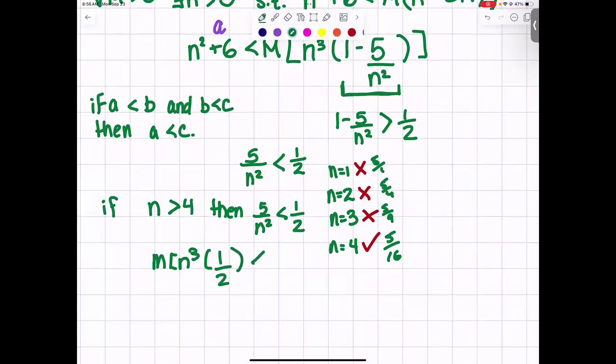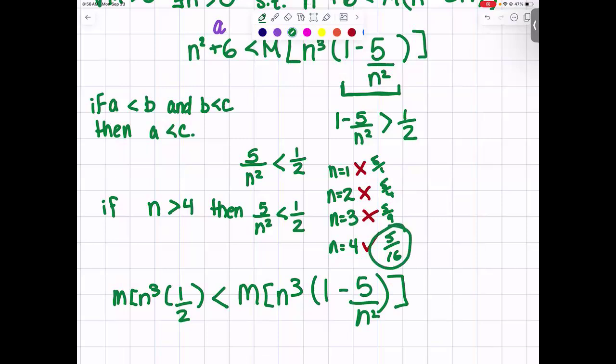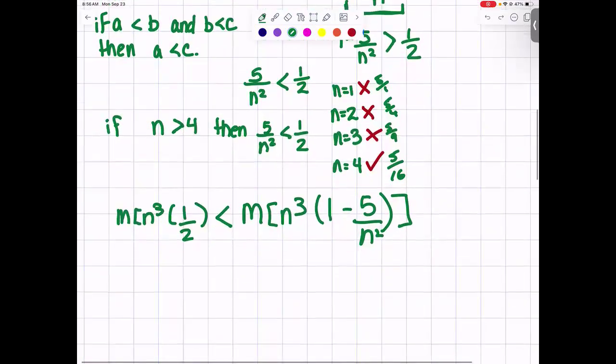Is going to be strictly less than the original statement that looked like this. And we can tell that that's true because we're basically replacing this 5/16 here when n is greater than 4, and it's just going to keep getting smaller and smaller, meaning that we're going to get further and further away from that half, closer and closer to the value of 1. So we've now found an intermediary value to be our B.